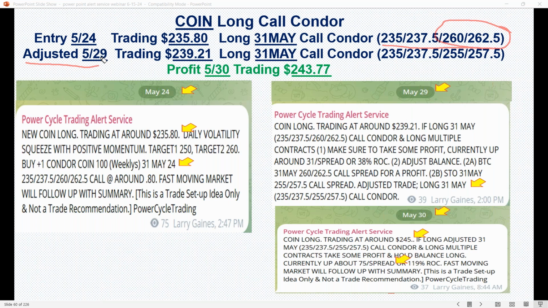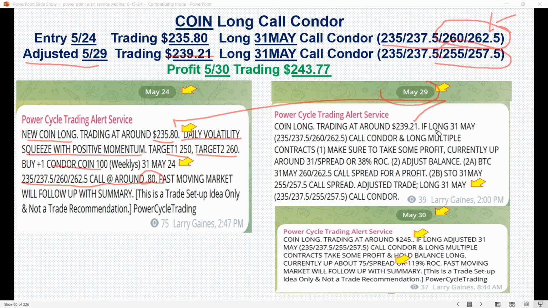And then this adjustment to the trade on the 29th, it was now trading at 239.21. So I adjusted the trade down, the short part of it lower, taking profit on the credit spread that was higher out. So again, here it is, new COIN long, trading at 235.80. Daily volatility squeeze, there you go. Positive momentum, target 250, target 260. Did it as a condor. That's the original trade, around 80 bucks. And then on the 29th it went from 235 to 239.